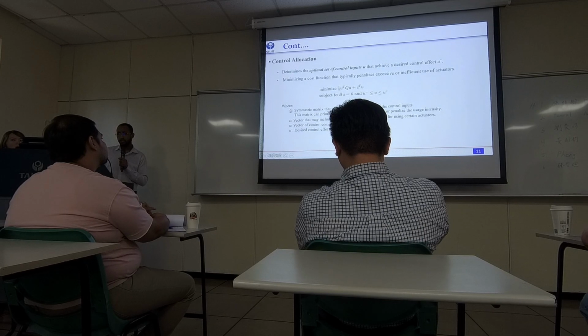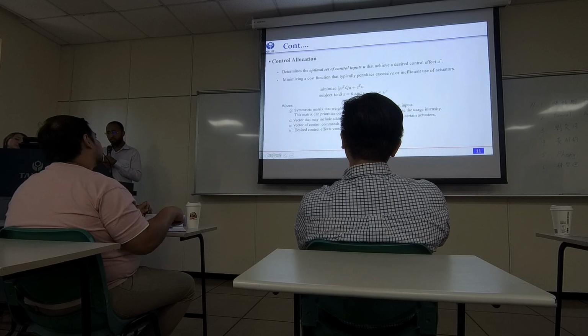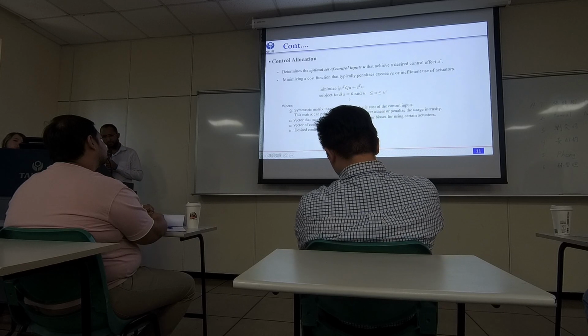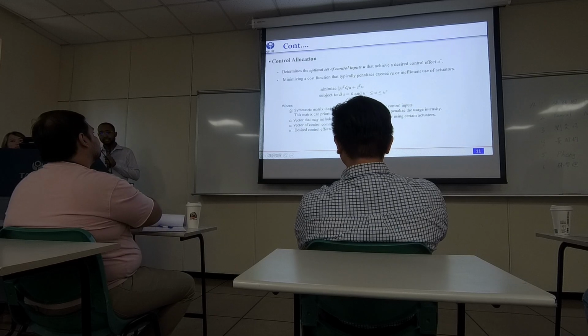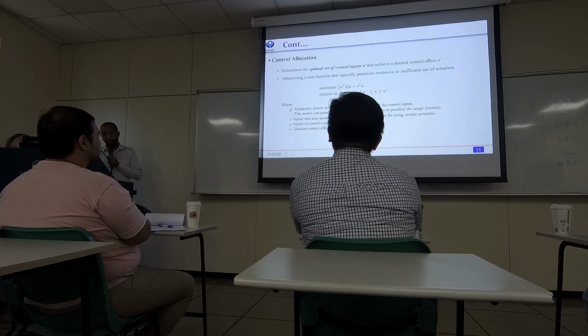subject to the linear constraints, one equality constraint and the other inequality constraint, in which the control inputs are bounded from maximum to minimum. Where Q is the symmetric matrix that weighs the quadratic cost of the control input, and the matrix can prioritize certain actuators over others or penalize usage intensity.